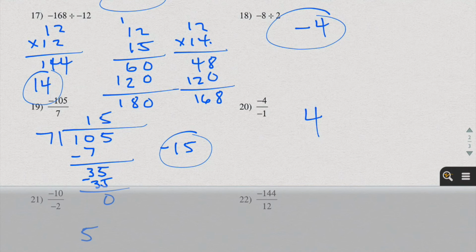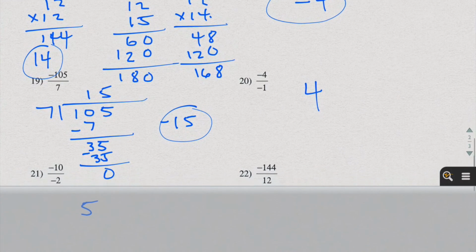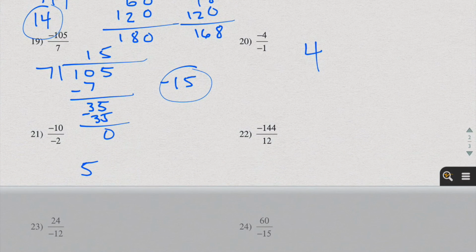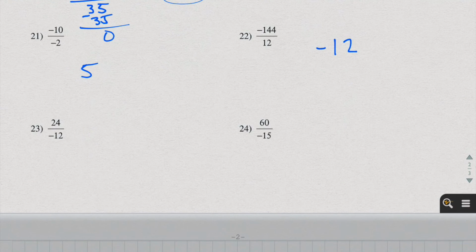We can look back on the notes that we took previously and use that to save us some time on a test. That way you're limiting how much anxiety you have, and it really helps you out in that aspect. So anyway, we can do 144 divided by 12 by looking at what we did in 17. 12 times 12 is 144, which means 144 divided by 12 is 12, and the sign is negative because it's a negative divided by a positive. Okay, number 23. 24 divided by negative 12. Answer is going to be negative 2.